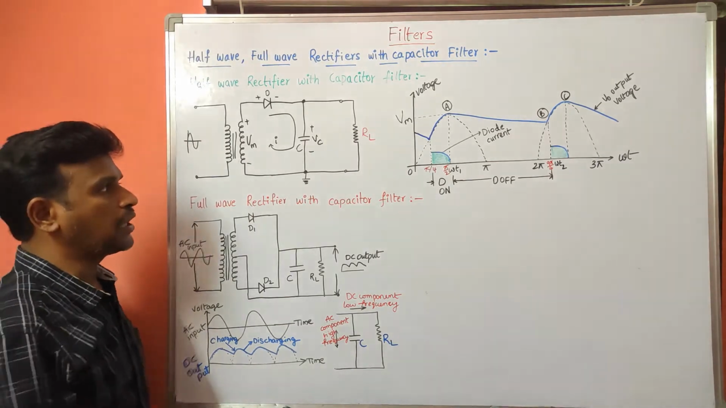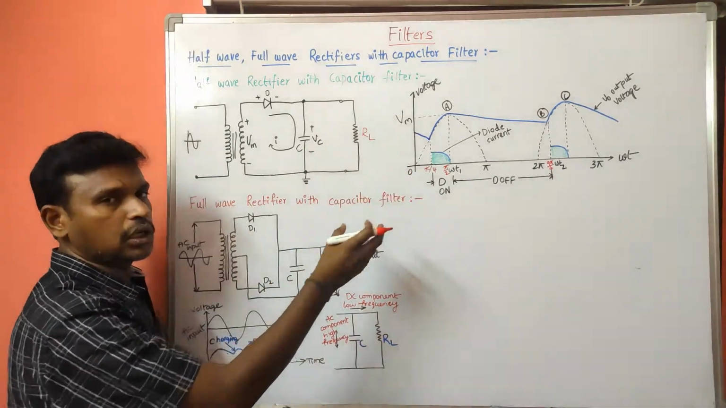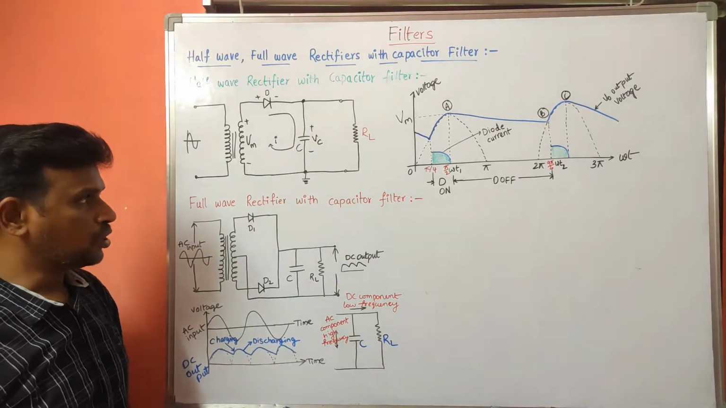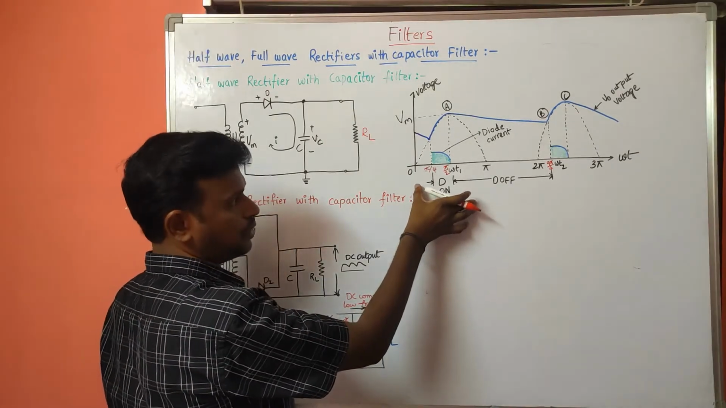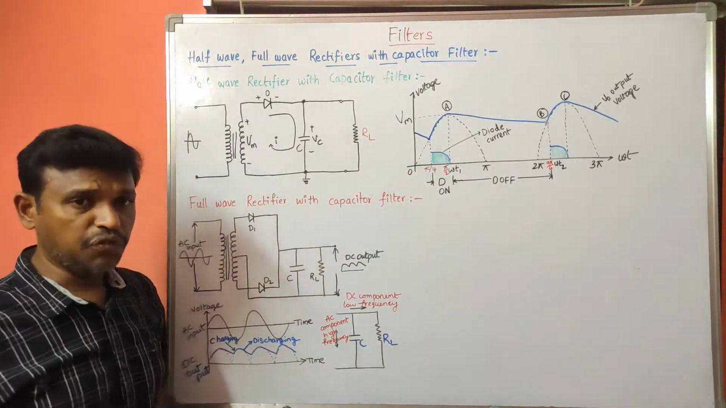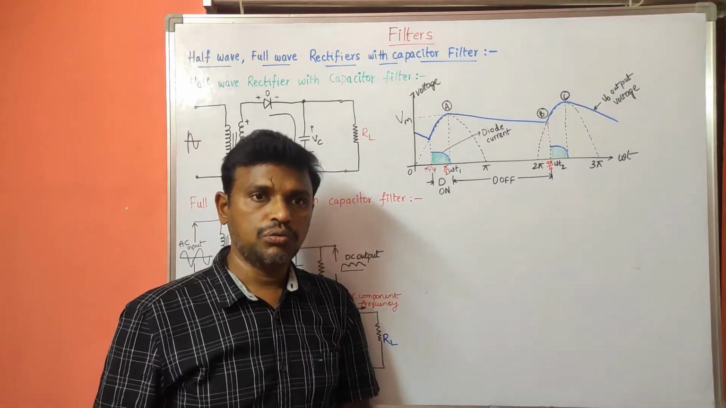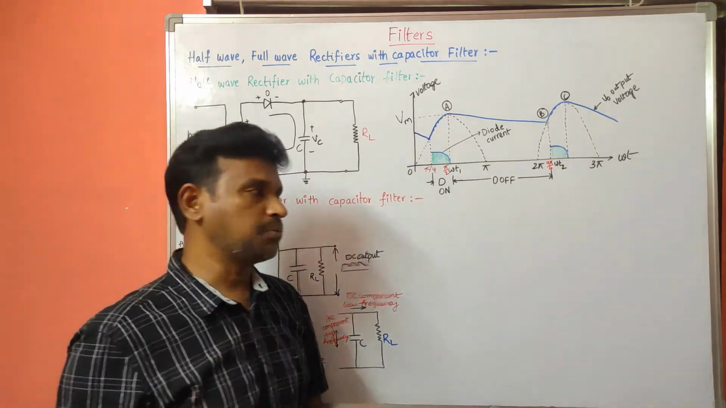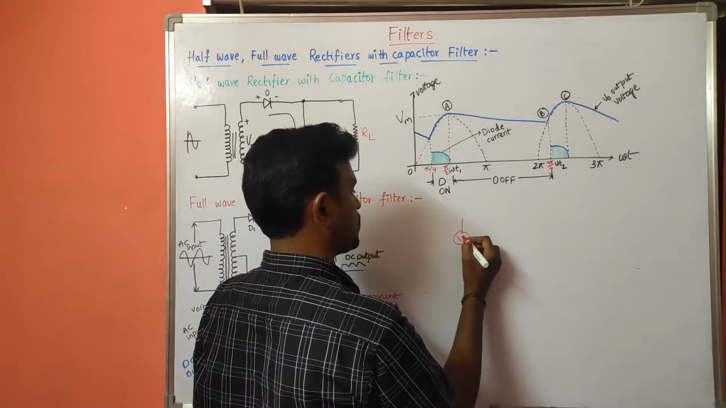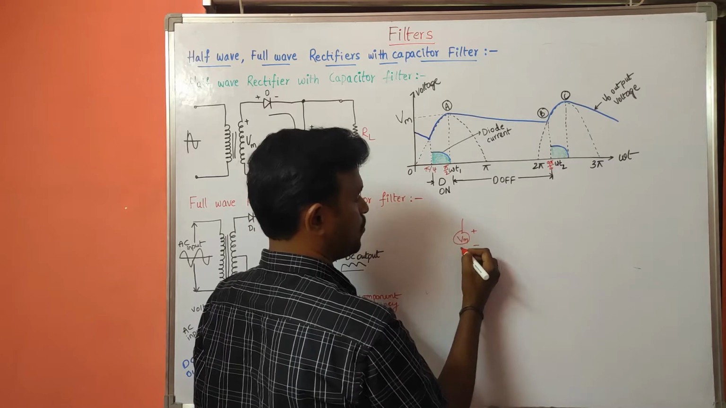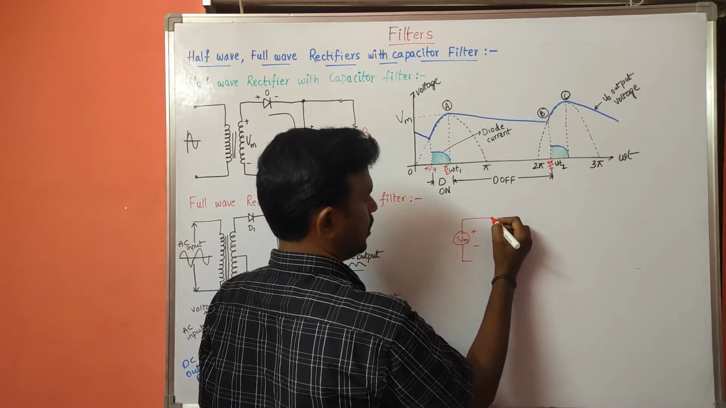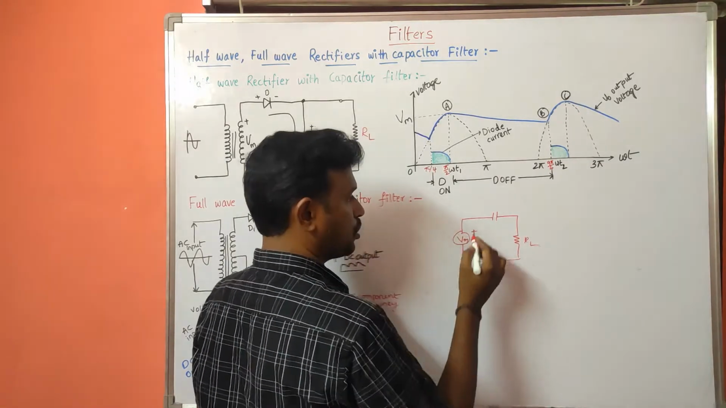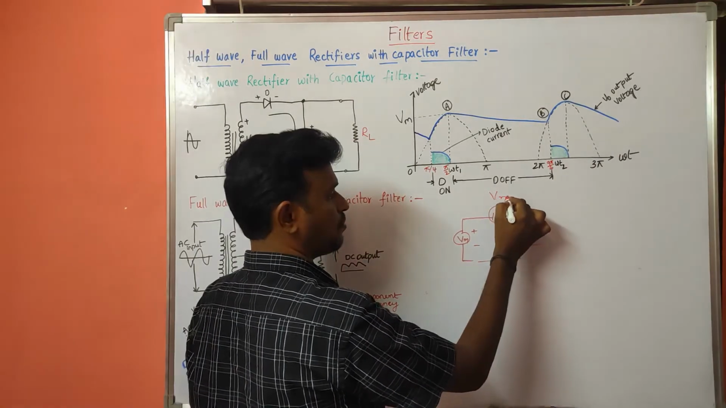Now, what output will we get if you connect a capacitor filter across the output of a rectifier? We will see. Before going to that, we have to know what capacitor charging and discharging is. Suppose you apply some voltage to a capacitor, whose maximum value is Vm here. So here I am placing the capacitor, and here I am placing the load resistor. So the capacitor will charge to the maximum value.